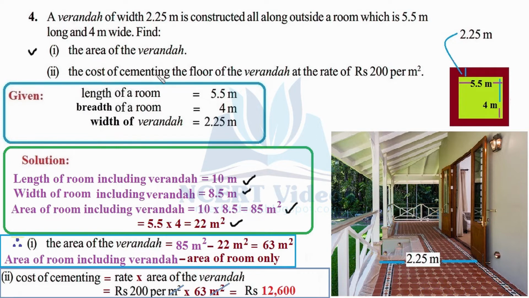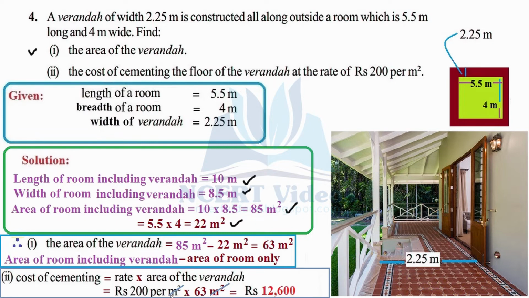Now second, the cost of cementing the floor of veranda at the rate of 200 per meter square. Since we have found the area of this veranda, we can find the cost associated when we have to cement the floor, and we are given the rate. Such a type of question we have already discussed previously. So cost of cementing will be rate into area of veranda. Rate is rupees 200 per meter square, multiplied with area, that is 63 meter square.